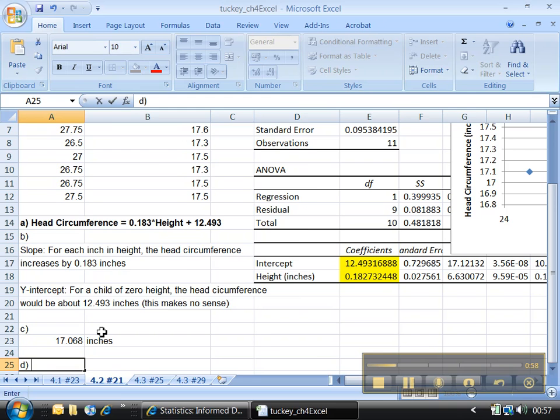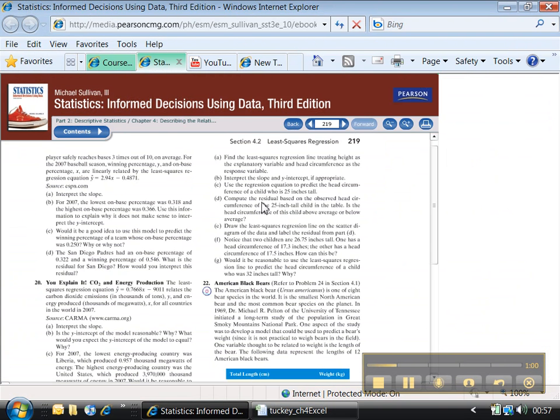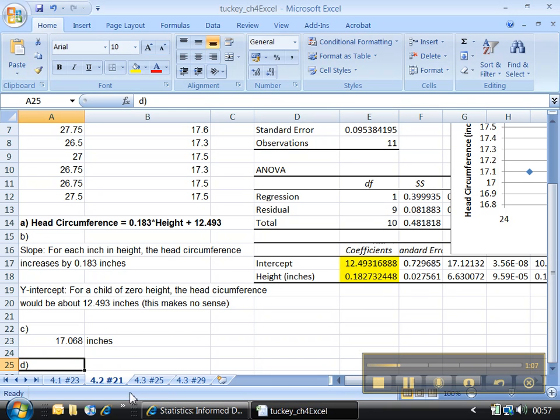All right, for part D, let's see what they want. Compute the residual based on the observed head circumference of the 25-inch child in the table. Let me remind you what residual is. Residual is your error. It's a fancy name for error. It means how off is your line. It's the observed minus the predicted.